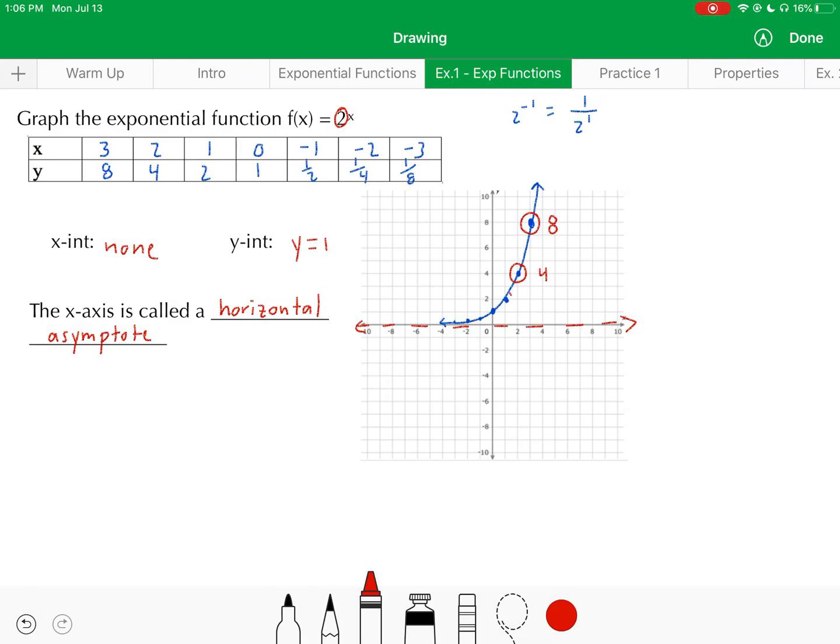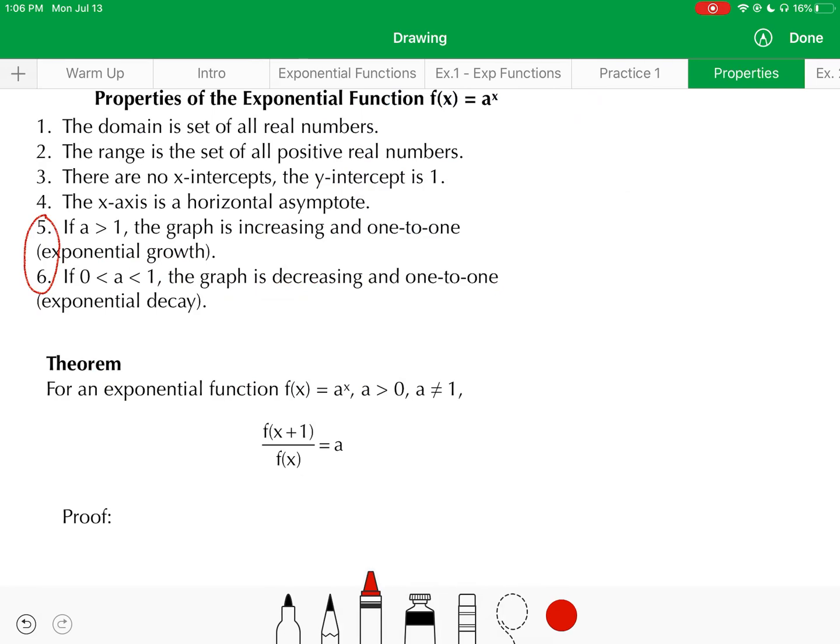Similarly, if I took the y value of 4 and divided it by a y value of 2, I get that base of 2 as well. All right, let's give you a proof of that also.